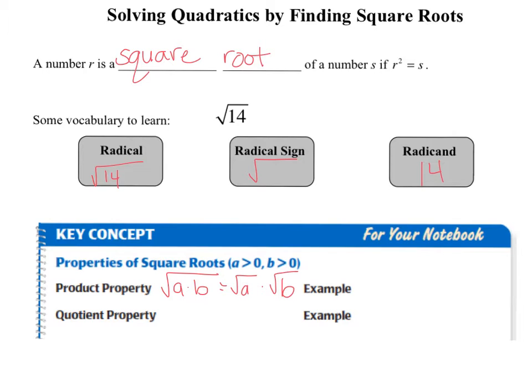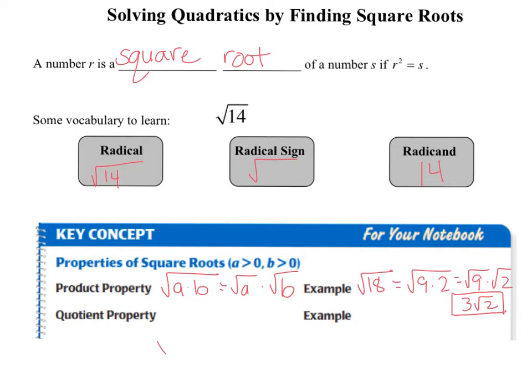For example, if we had the square root of 18, we could think of that as the square root of 9 times 2, and use the product property to break it down into the square root of 9 times the square root of 2. Then the square root of 9 is just 3. Square root of 2 doesn't square root evenly, so we leave it. And we have our simplified radical form, 3 square roots of 2.